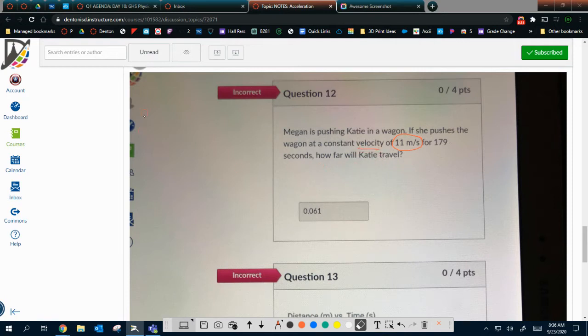That's going to be the velocity. So I'll write that over here. And it's a constant velocity, so it's your initial, it's your final, it's your average, it's everything. So I'm just going to write it as average here. So average velocity is 11 meters per second.